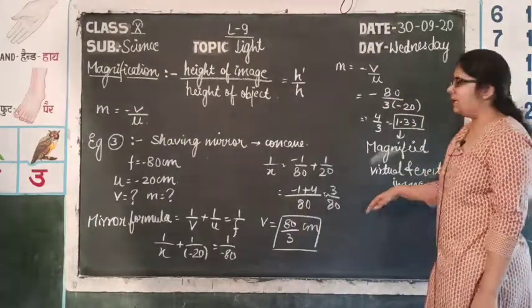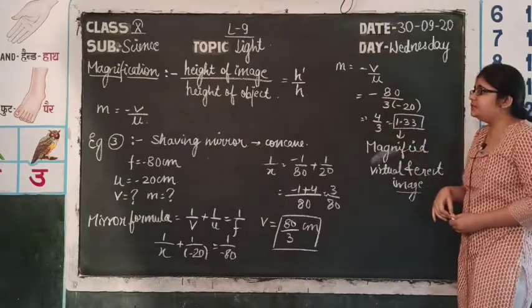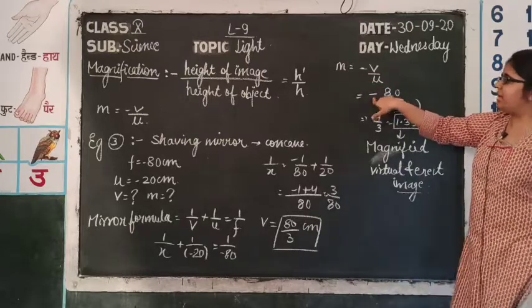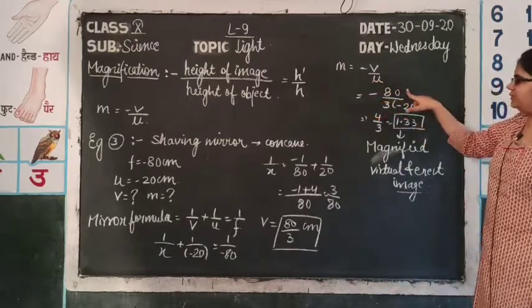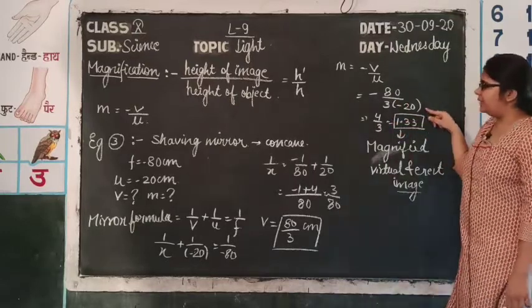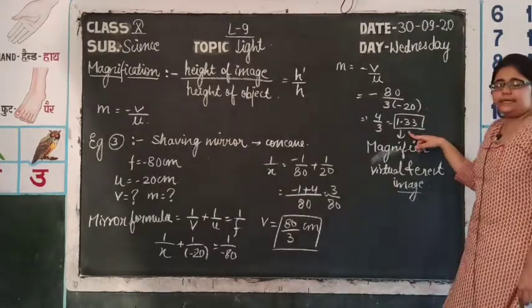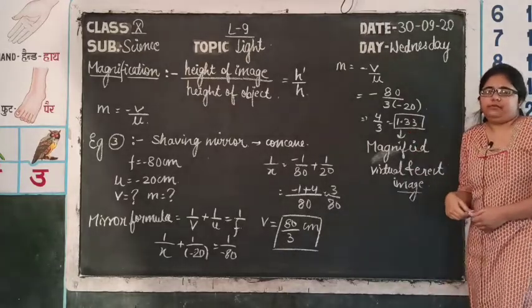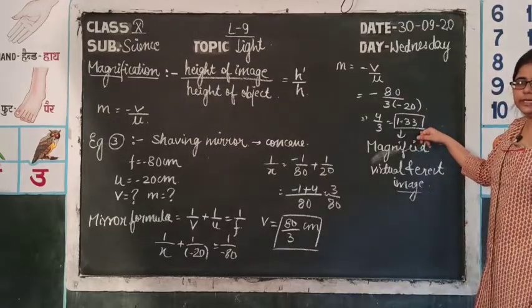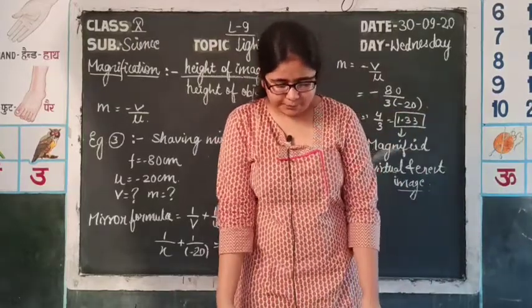This can be proved with the help of magnification. In magnification, the formula is -v/u. Here v is positive, 80/3, and u is negative, -20, and by solving it we get 1.33. So it is greater than 1, so the image is magnified, that is, larger than the object, and the magnification is positive, that means the image is virtual and erect. Now next example, example 4.